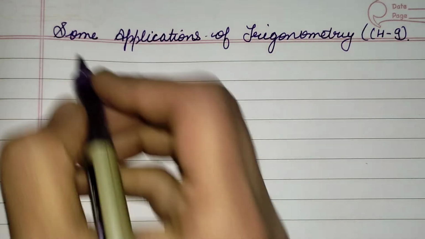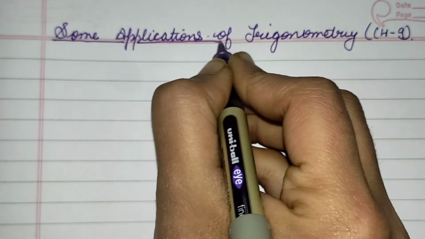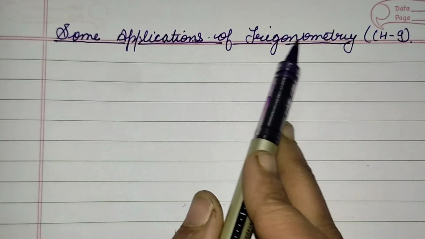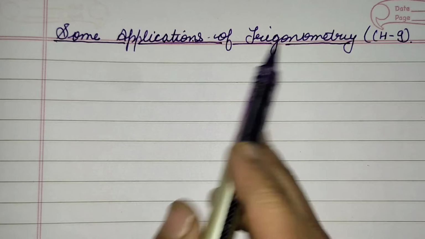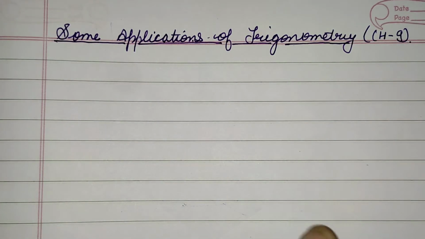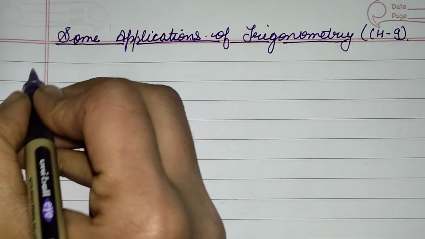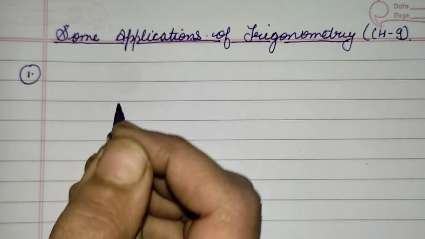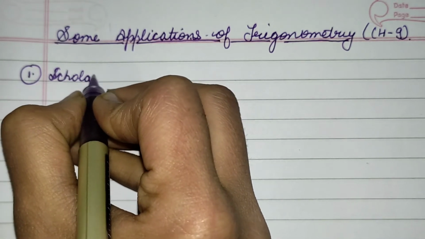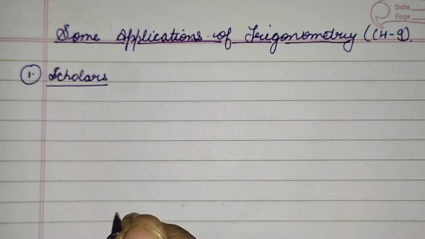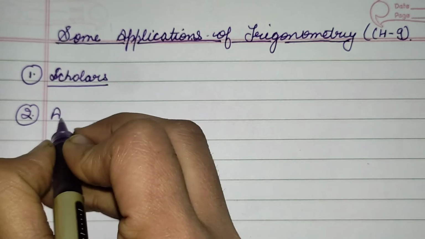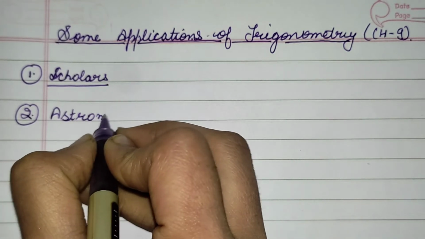So let us start today's topic now. What does the name of the chapter say? It says some applications of trigonometry. Whatever trigonometry you studied in chapter 8, now we are going to study its real life applications. Trigonometry has been used for a very long time by scholars, and the need for it came into the picture with astronomy.